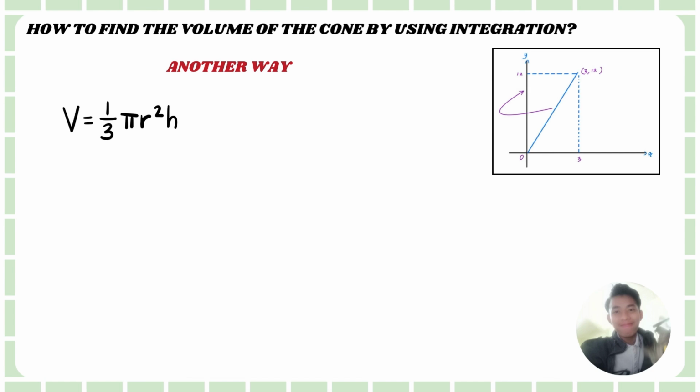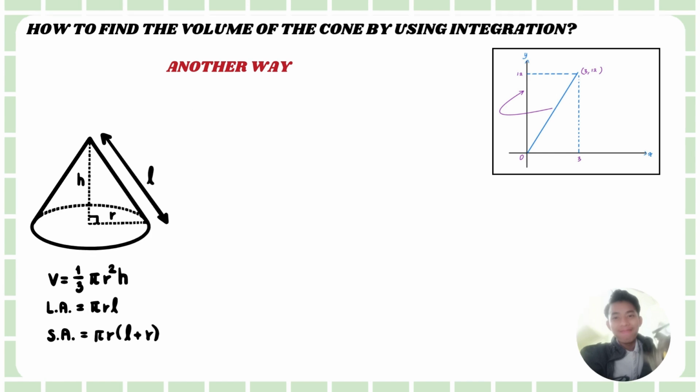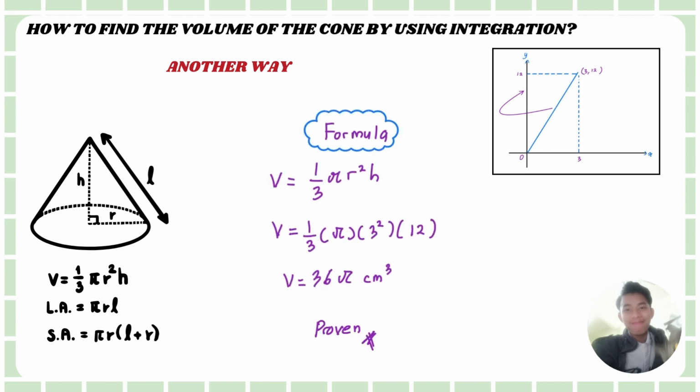Is that true? Let's find out by using the volume of cone formula, which is V equals 1 over 3 pi r squared h. By substituting the value of the radius into r and the value of the height into h in the volume of a cone, we can find the volume of the cone. So, 1 over 3 pi multiplied by 3 squared multiplied by 12, then the volume we get is 36 pi centimeter cubed. So, it is proven that by using integration, we can also find the volume of a cone.